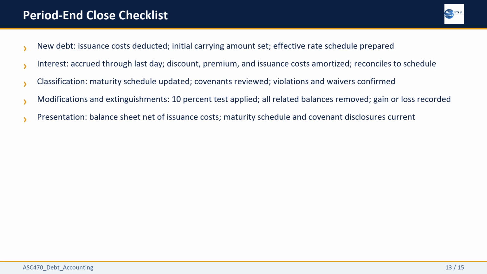Classification. Maturity schedule updated, every maintenance covenant tested, violations identified, and waiver status confirmed in writing. Modifications and extinguishments. 10% test applied where needed, all related balances cleared at payoff, gain or loss recorded. Finally, presentation and disclosure. Balance sheet net of issuance costs, maturity schedule complete, covenant disclosures current. Work through this list every single close.